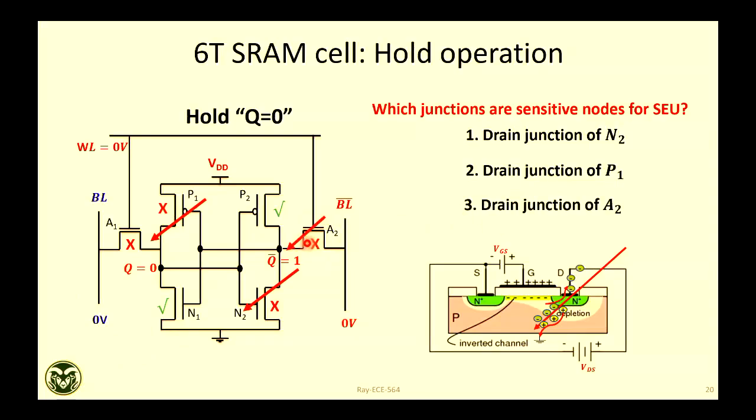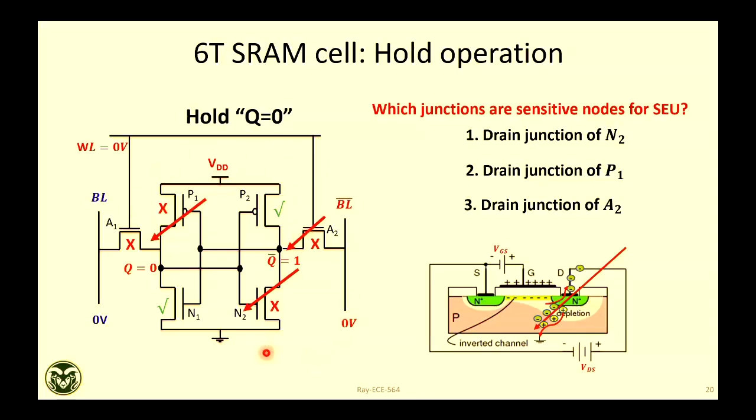So in multiple choice questions, these are the things that are also included in the midterm, right? Yes, there will not be any descriptive problem, but you can be asked, okay, the P2 is hit by an ion when it is holding Q equal to 0. Will there be any upset? Answer should be no, because P2 has nothing to do with upset here. Only these three are the important junctions which can cause upset.